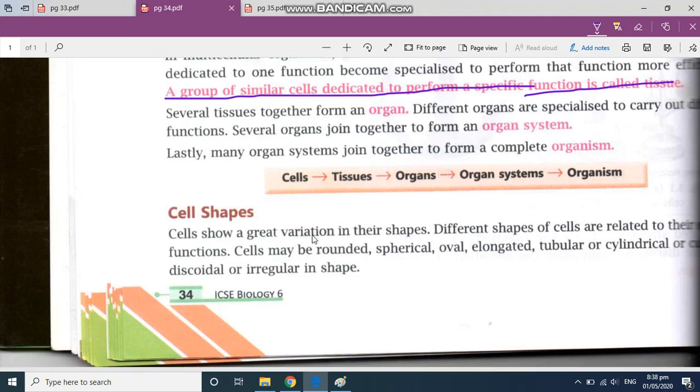Okay, so the next part is cell shapes. Cells show a great variation in their shapes, and different shapes of cells are related to their functions. They can be round, spherical, oval, elongated, tubular, cylindrical, discoidal or irregular in shape. So many shapes are there. This we are going to study in our next part. For now, please understand till here.